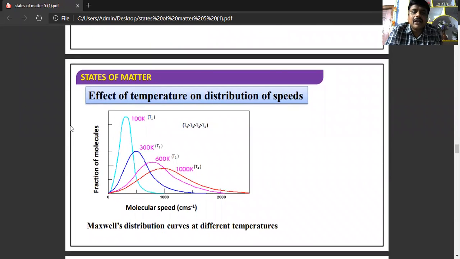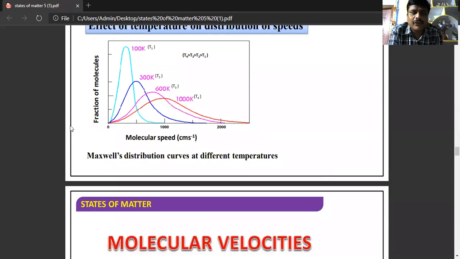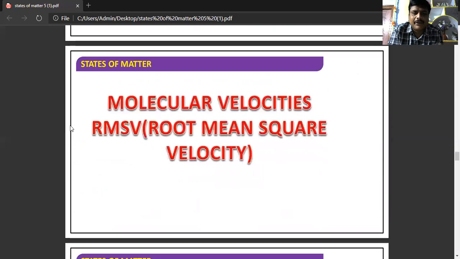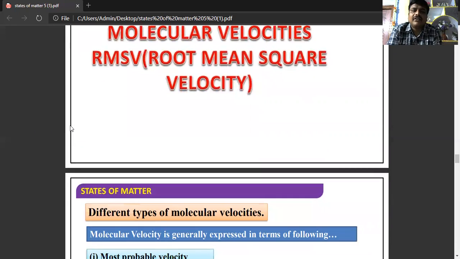So see, this is the graph of the fraction of molecules against molecular speeds. As the molecular speed increases, the fraction of molecules also increases. So here we can see it at different temperatures. Next we'll see about the molecular velocities.